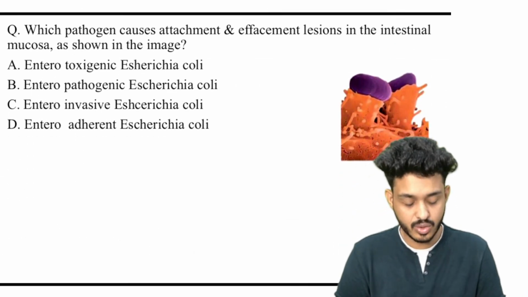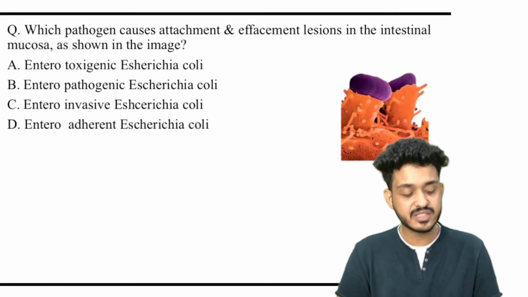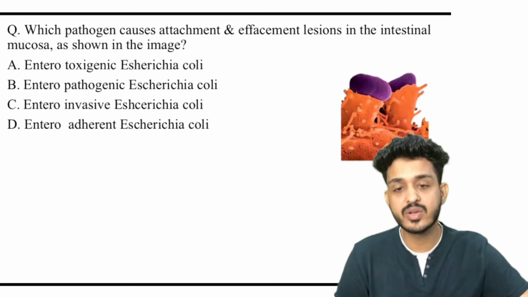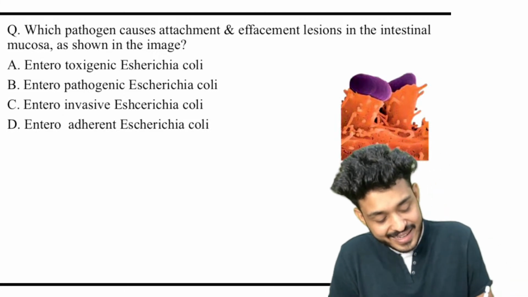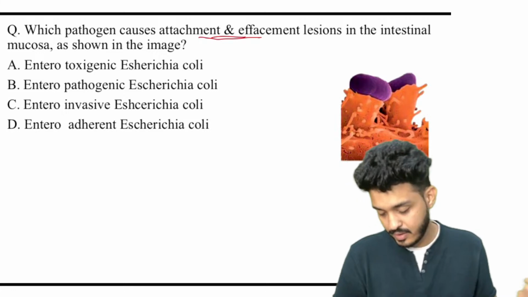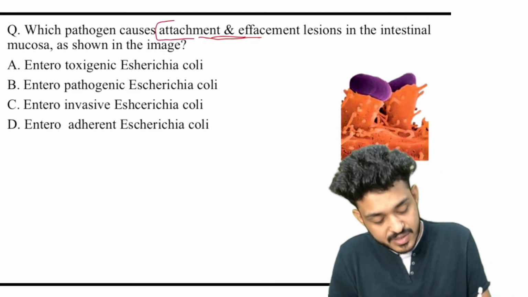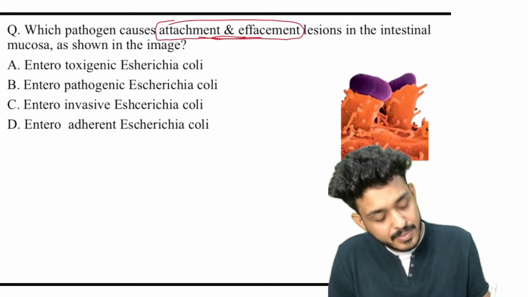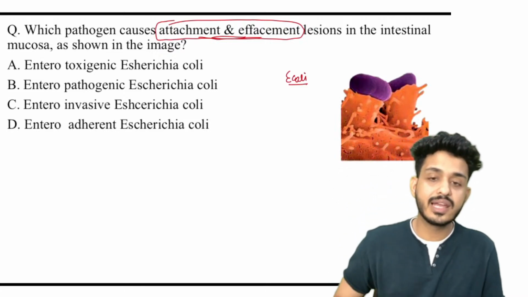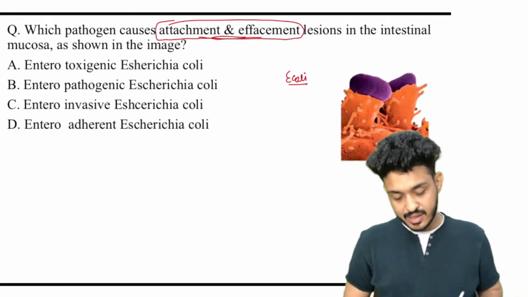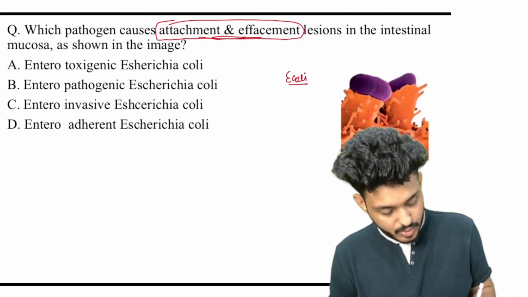Okay, try to solve this one. Which pathogen causes attachment and effacement lesion in the intestinal mucosa as shown below? A and E lesions are shown with which bacteria out of these? All of them are E. coli. So out of which strain of E. coli will this be caused? Try to answer.